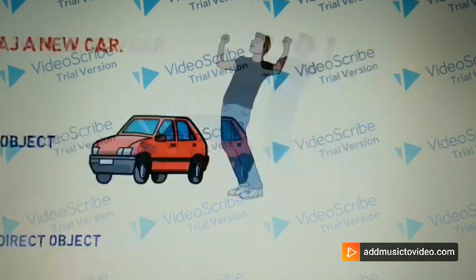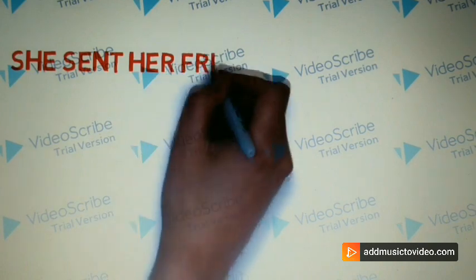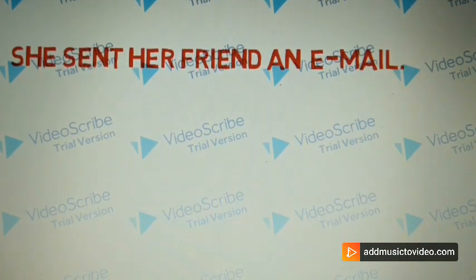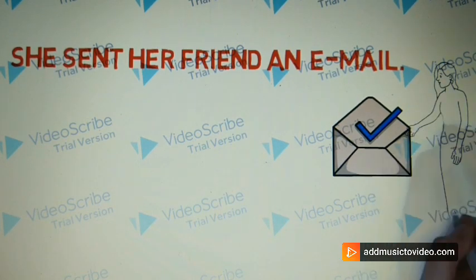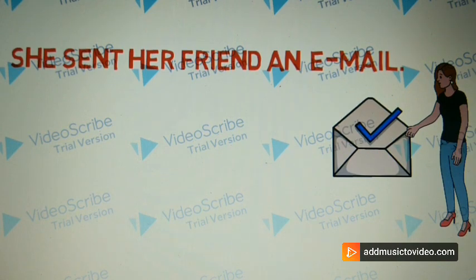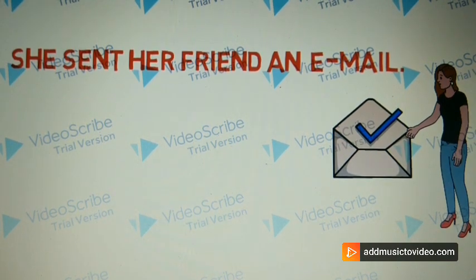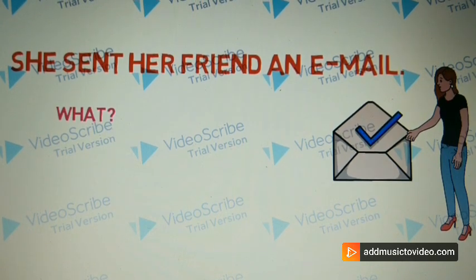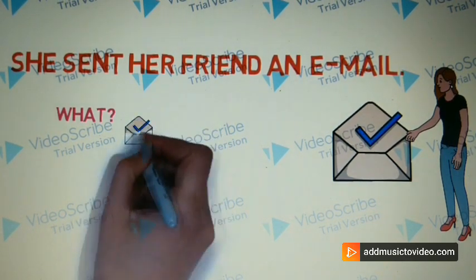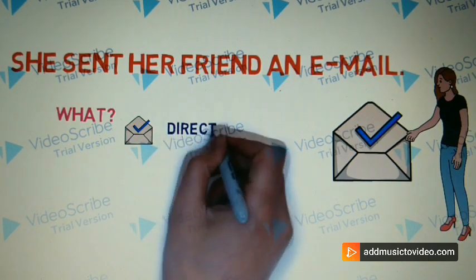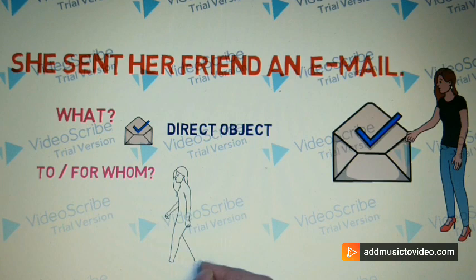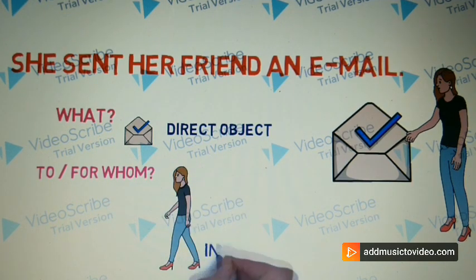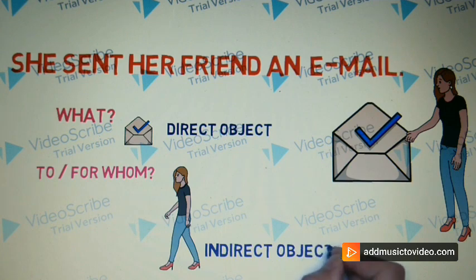Let's practice one more. She sent her friend an email. What's the direct object here? Ask the question what? She sent what? An email, right? So, email is the direct object here. To whom has she sent the email? To her friend. So, her friend is the indirect object here.